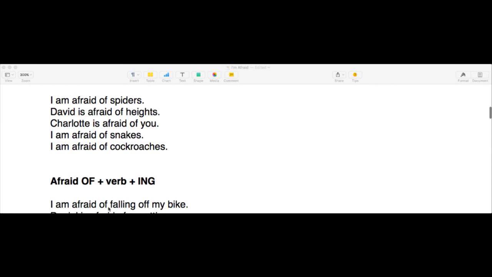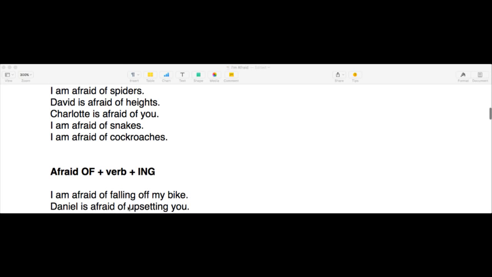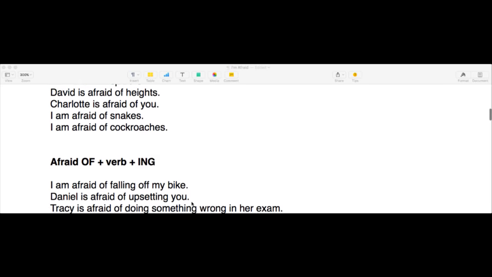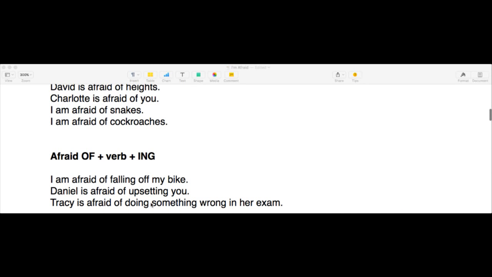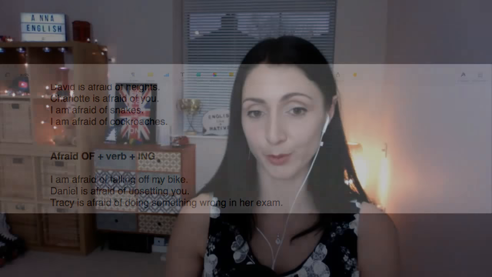For example, I am afraid of falling off my bike. Daniel is afraid of upsetting you. Tracy is afraid of doing something wrong in her exam. So if we're going to use a verb, use the ing version of the verb when we use afraid of. Afraid of doing, afraid of upsetting, afraid of cooking, afraid of falling, afraid of jumping, afraid of running, afraid of riding. Okay, so I want you to give me some examples, please.